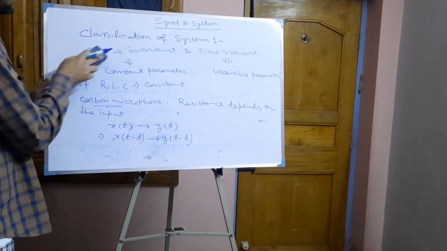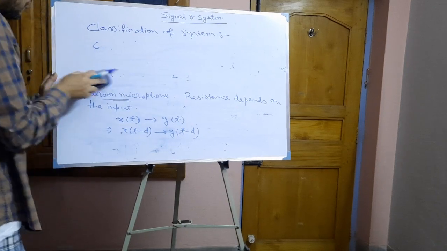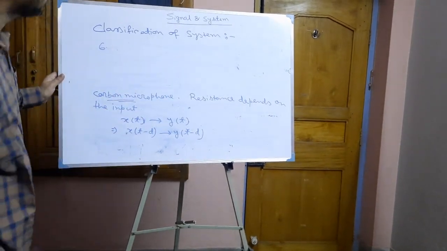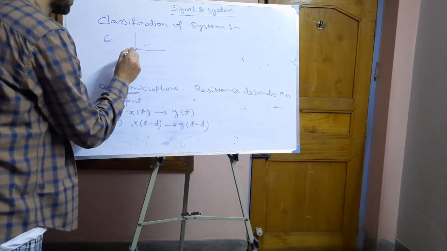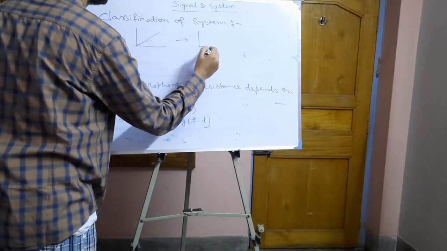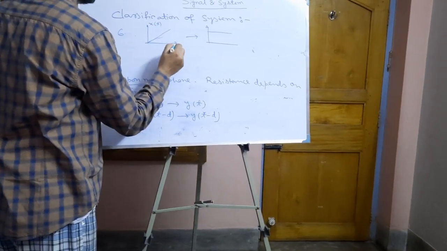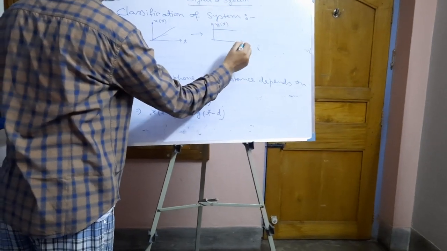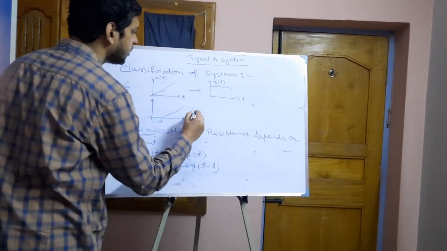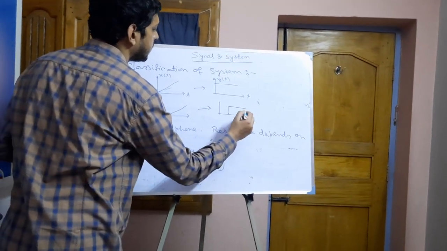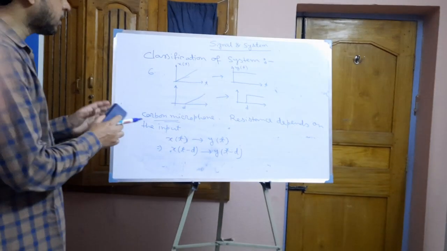Now let us take the example of a differentiator. For a differentiator, if the input is this straight line, the output will be this one. Now if we delay the input by a time interval d, the output will also be delayed by the same time interval d. So the system is a time invariant system here.